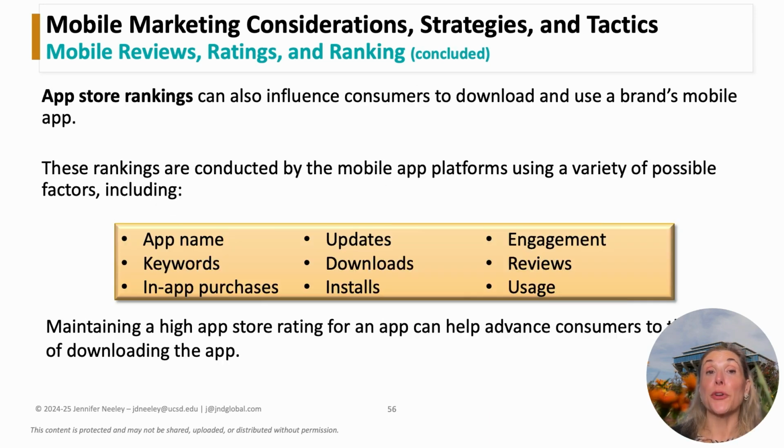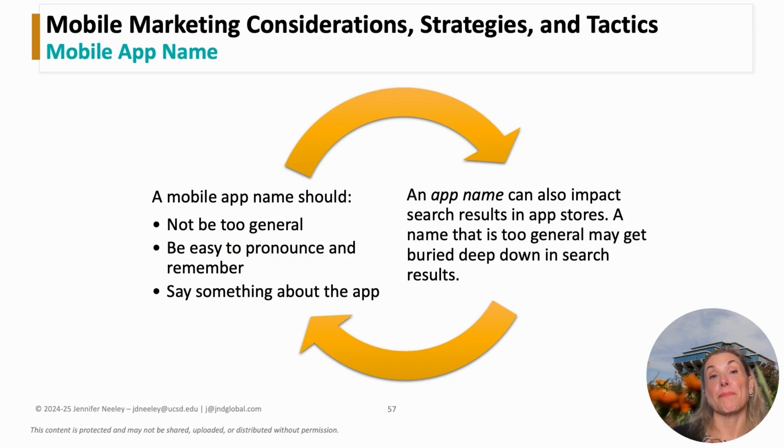App Store rankings further influence downloads and usage. Rankings rely on multiple factors, including app name, keywords, engagement, and downloads. Maintaining a high App Store rating can enhance user trust and encourage downloads. Factors like frequent updates and positive reviews help maintain or improve an app's ranking, fostering user interest.